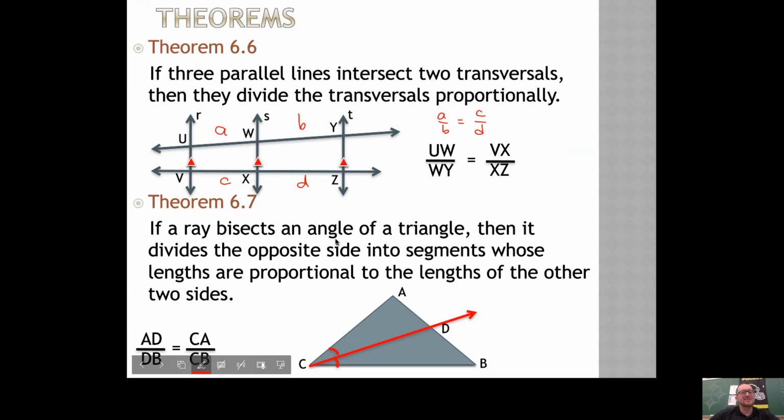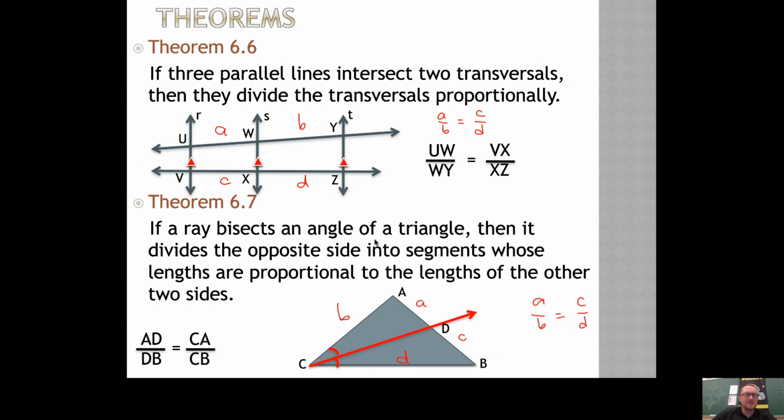Same thing with theorem 6.7. I'm going to put little lengths, little lowercase letters in for lengths instead of using the segment names with the capital letters. This same proportion is going to be true when you have a diagram that looks like this. A to B equals C to D.